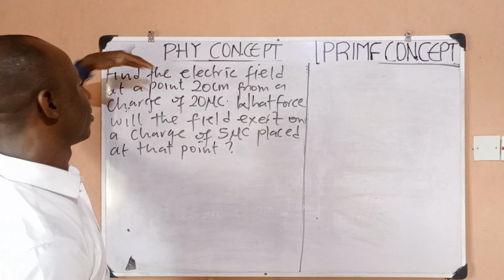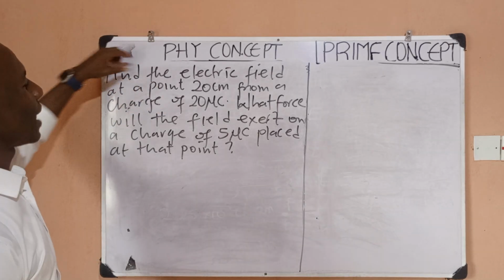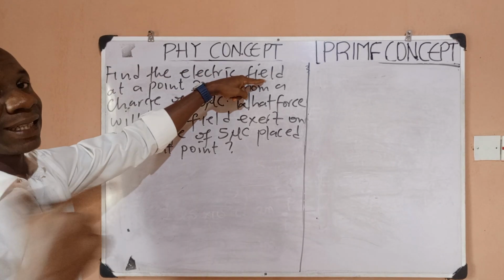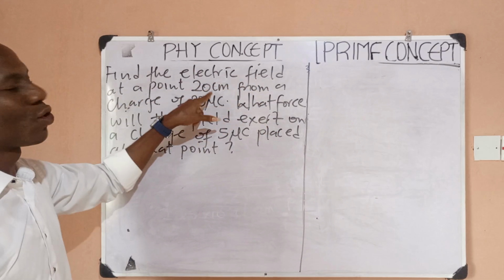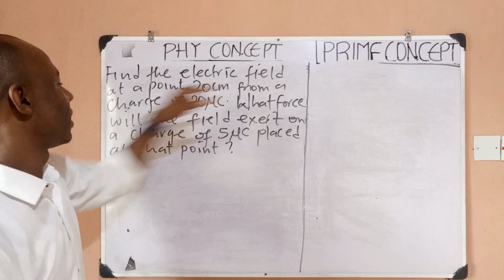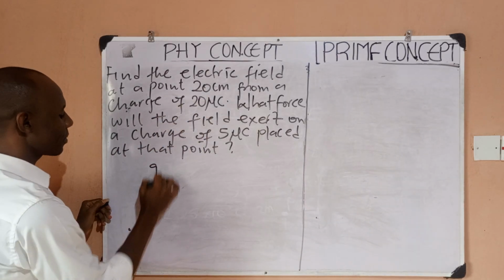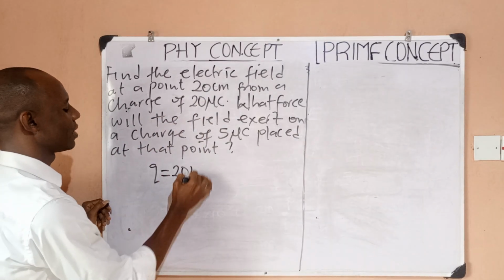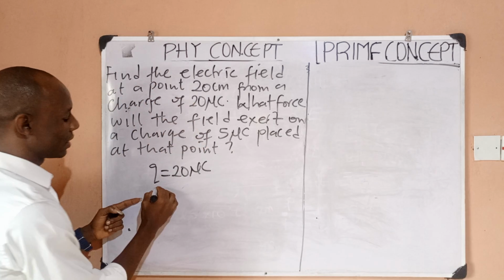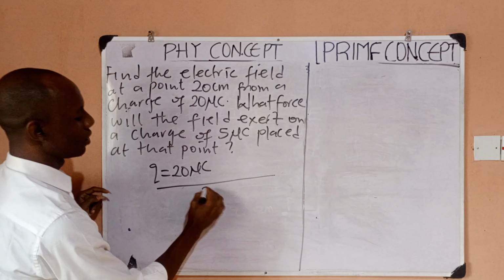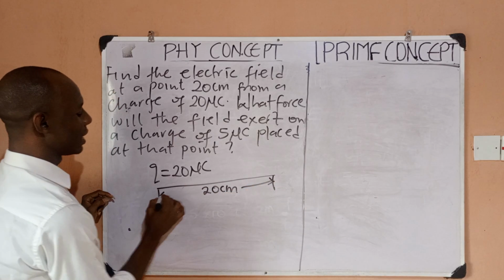We have a problem to analyze on the electric field. The question says, find the electric field, that is to say electric field intensity, at a point 20 cm from a charge of 20 microcoulomb. Now say we have our charge Q equals 20 microcoulomb. We want to find the electric field at a point that is at a distance of 20 cm from this charge.